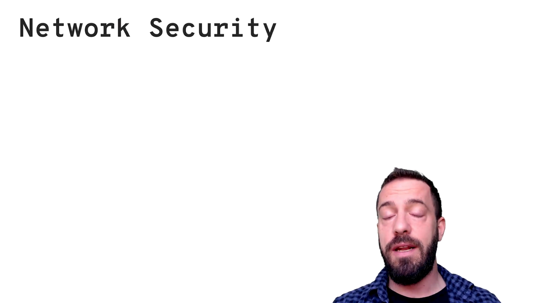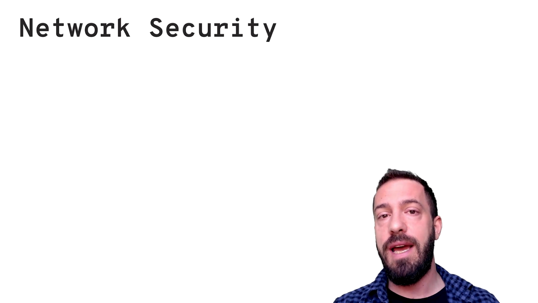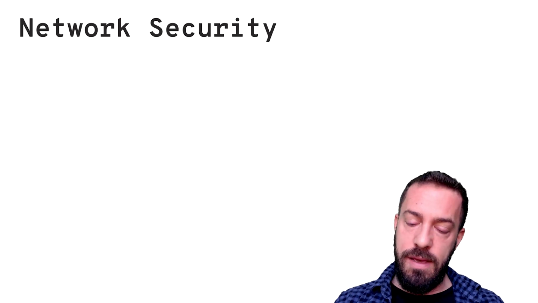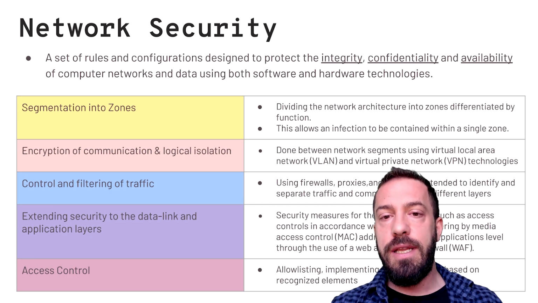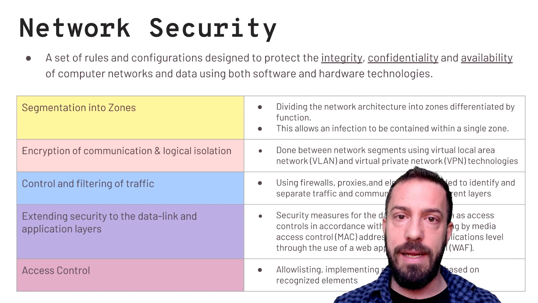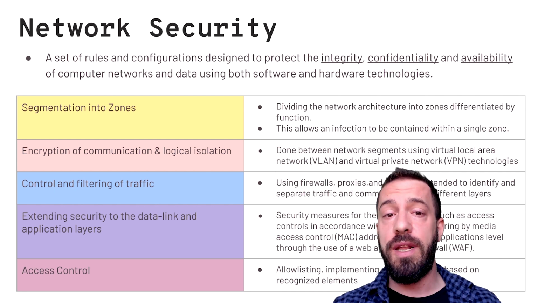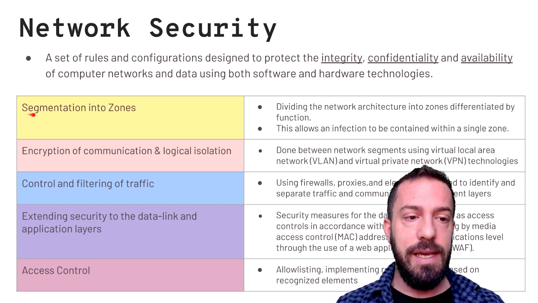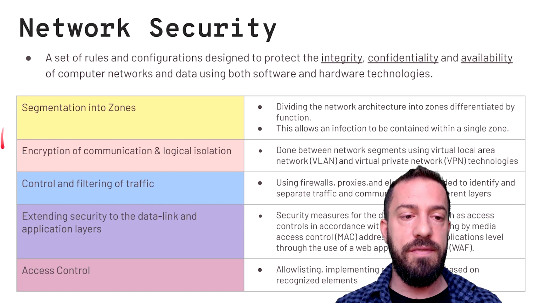Today we'll revisit network security and discuss everything we need to understand about network security in the context of operational technology. In a nutshell, network security is about the CIA triad, confidentiality, integrity, and availability, focusing on computer networks and data using both software and hardware technologies. As you can see on the slide, it can be split into 5 different broad categories.